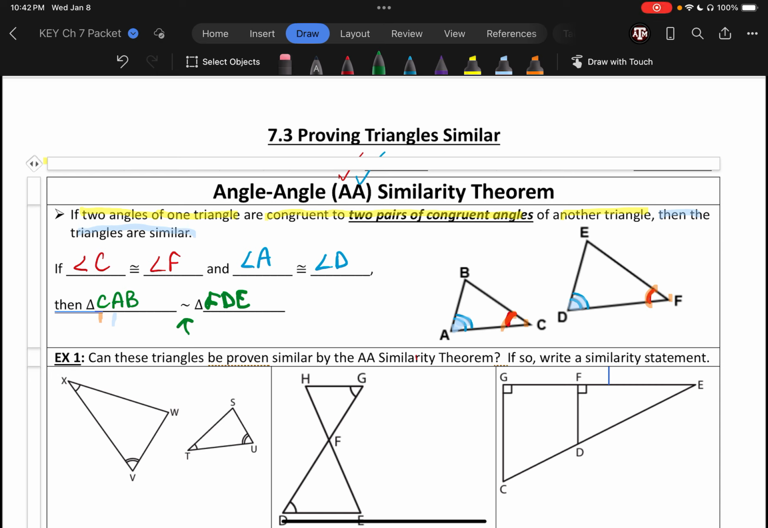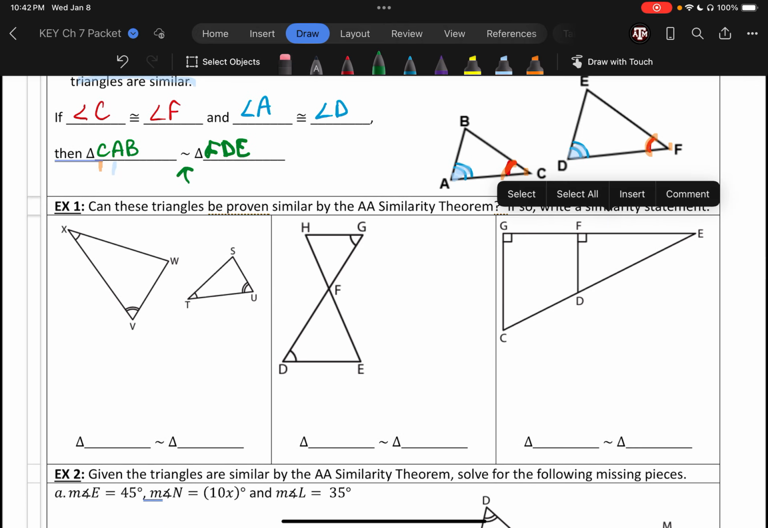So let's look at some examples of what this could potentially look like. Looking at what we have down below, it's asking: can these triangles be proven similar by the angle-angle similarity theorem? If so, write a similarity statement. Let's start with the example off to the left. I see that this angle has one ring, this angle has one ring. This angle has two rings, this angle has two rings. What I'm checking for here is, can I prove this by angle-angle? Well, yeah, we sure can, because I have the angles in yellow, that's one pair, and the angles in blue, that's a second pair.